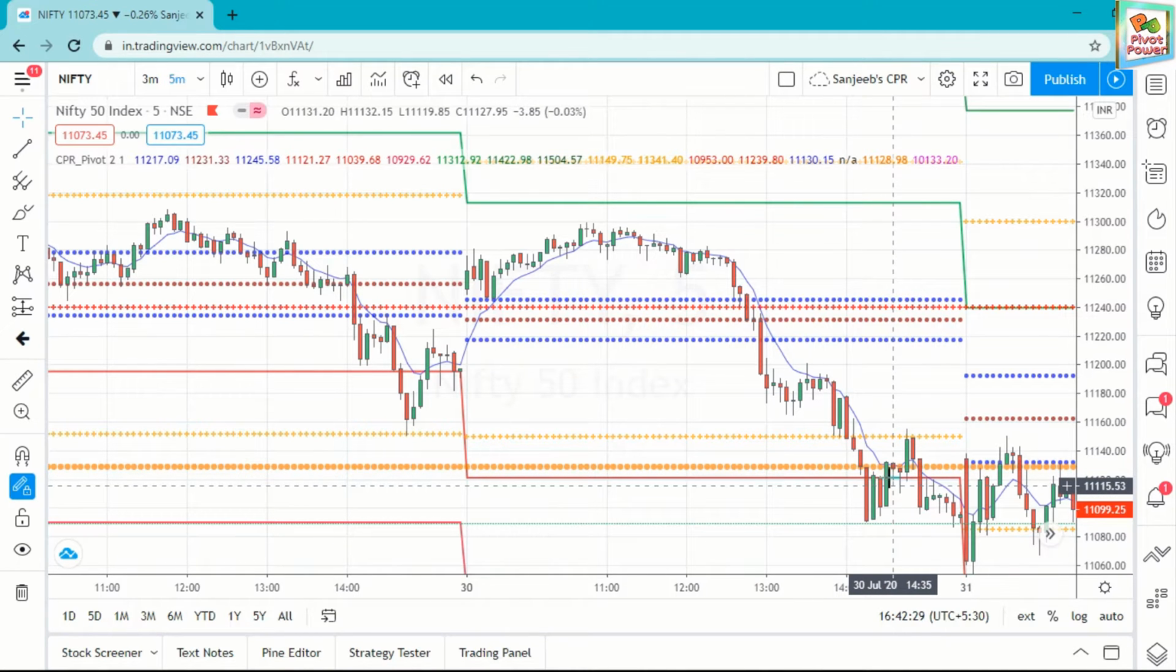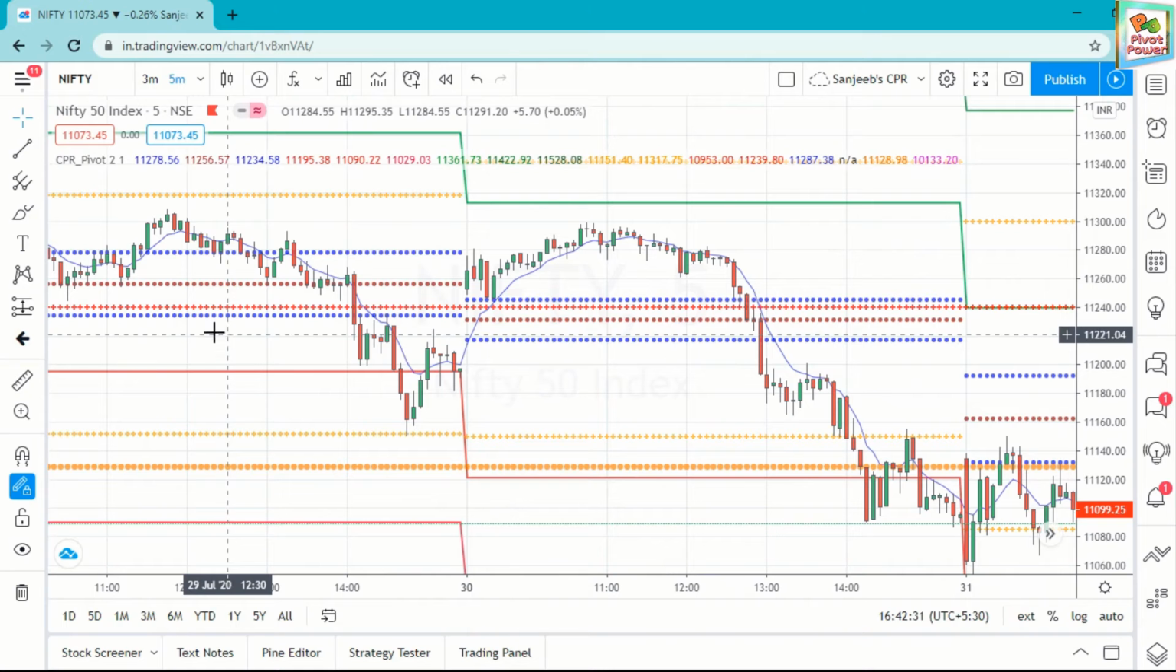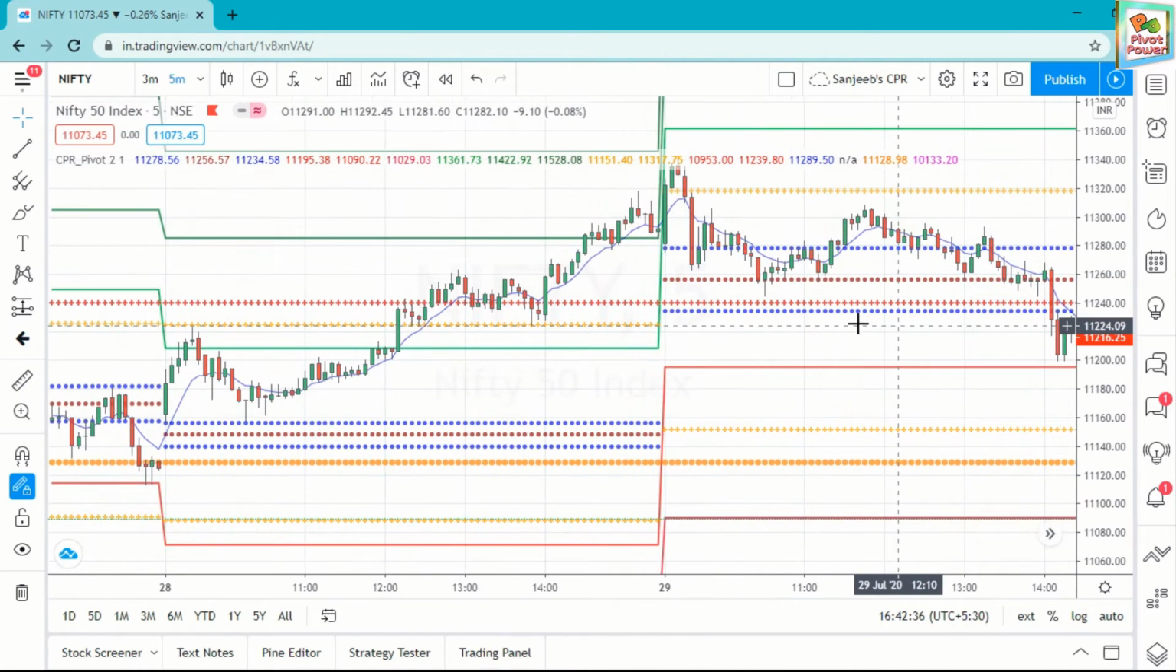No issue. This is the 8 EMA example. I can show you another one. You see here.